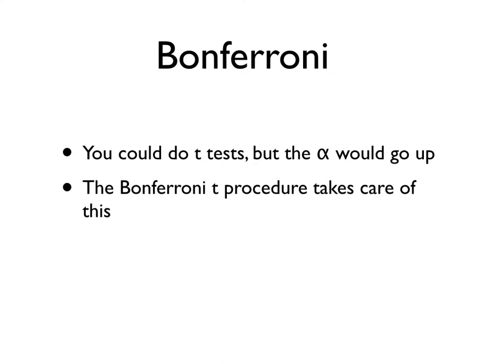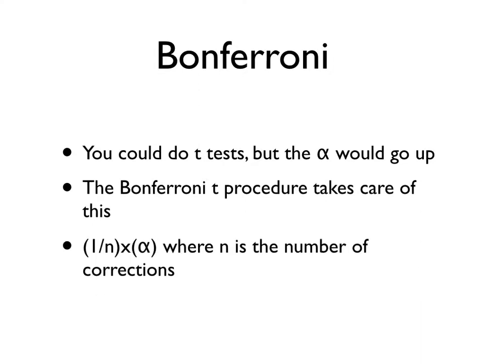The Bonferroni procedure takes care of this. What it does is it takes 1 over n. 1 over n is the number of comparisons. Okay? Number of comparisons you're going to run. So let's say you're going to do 5 t-tests. It's 1 over 5 times alpha. Now alpha is 0.05. So now you end up with 0.01. Okay? That's one approach to do it.